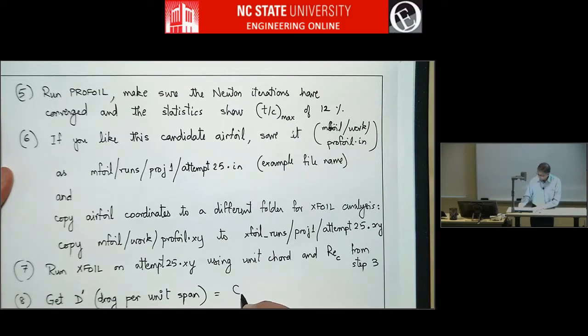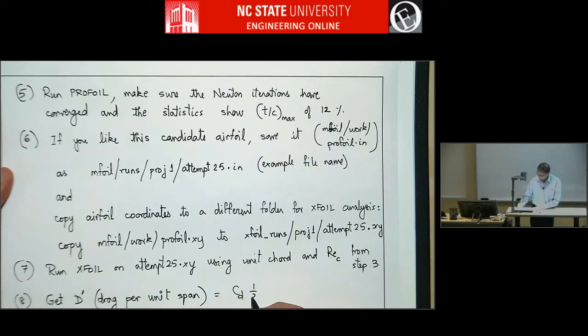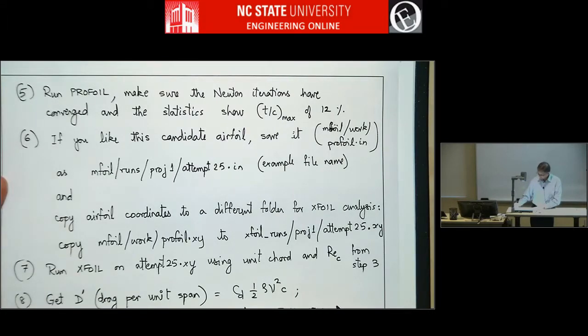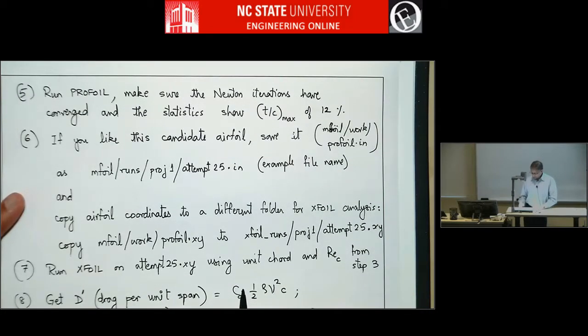And this D prime is just CD from xfoil times half rho V squared C. Right, so CD is from the xfoil run, which will be shown on screen. So you can get drag per unit span for alpha equals 0 degrees and alpha equals 2 degrees. So you'll have to get it for two angles of attack, right? Each case you will get a CD from the xfoil run, which is shown on screen.